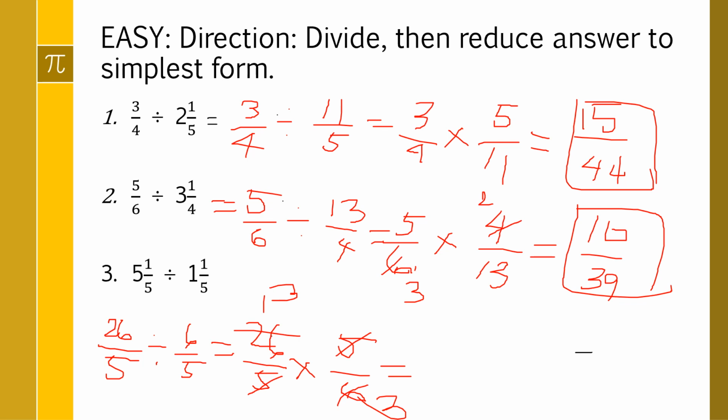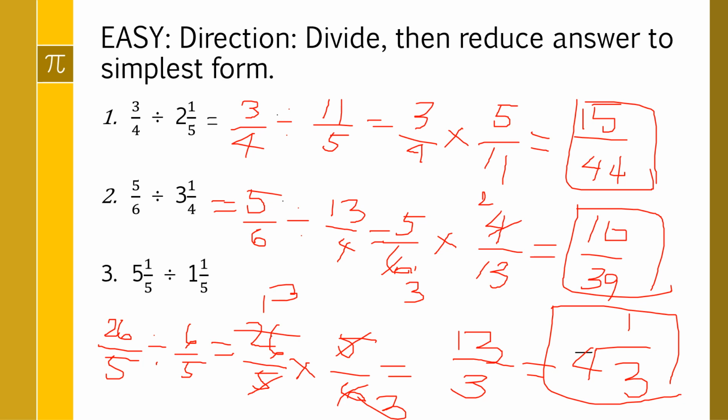13 times 1 is 13 over 3. Now, how many 3's are there in 13? So there are 4. We got 4 and 1/3. So 4 and 1/3 is our final answer. Get it?